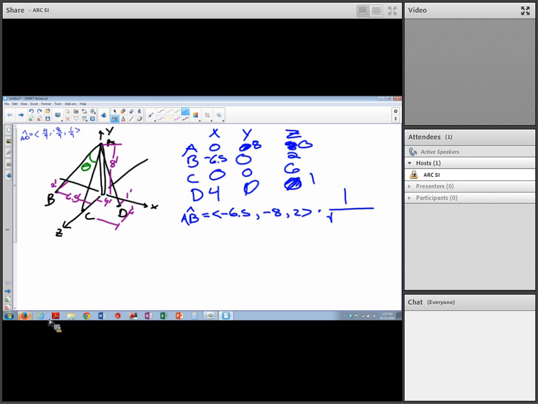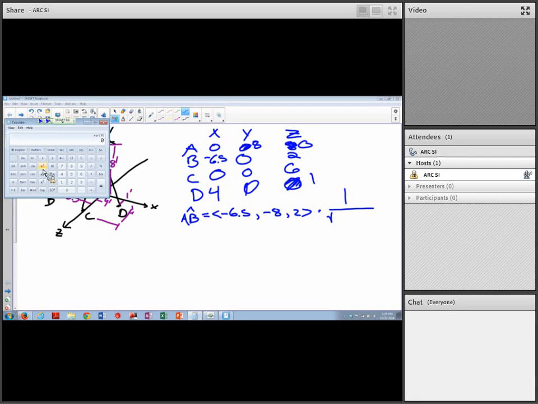That's 6.5 squared, 32.25, plus 64 plus 4. So we're going to add to that 68. And we're going to take the square root of that. Where is that button? 10.5. What a nice number.